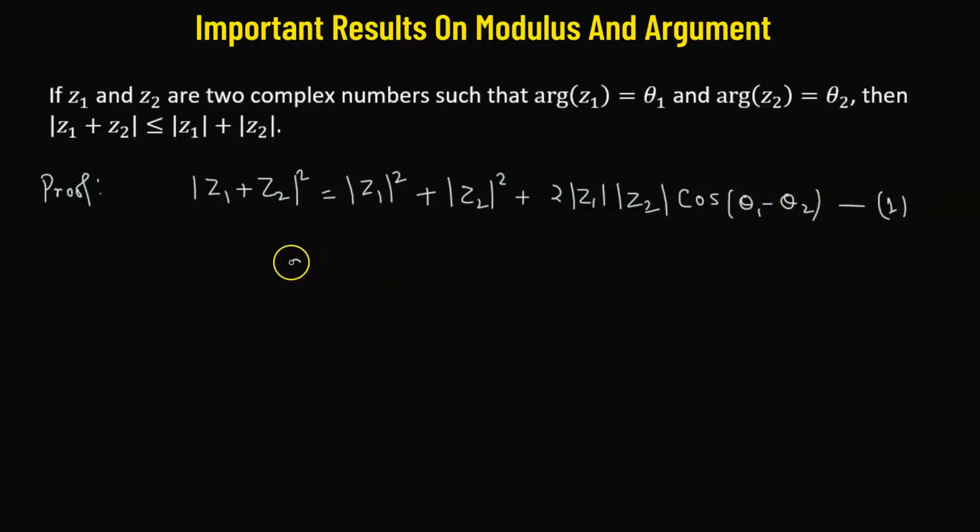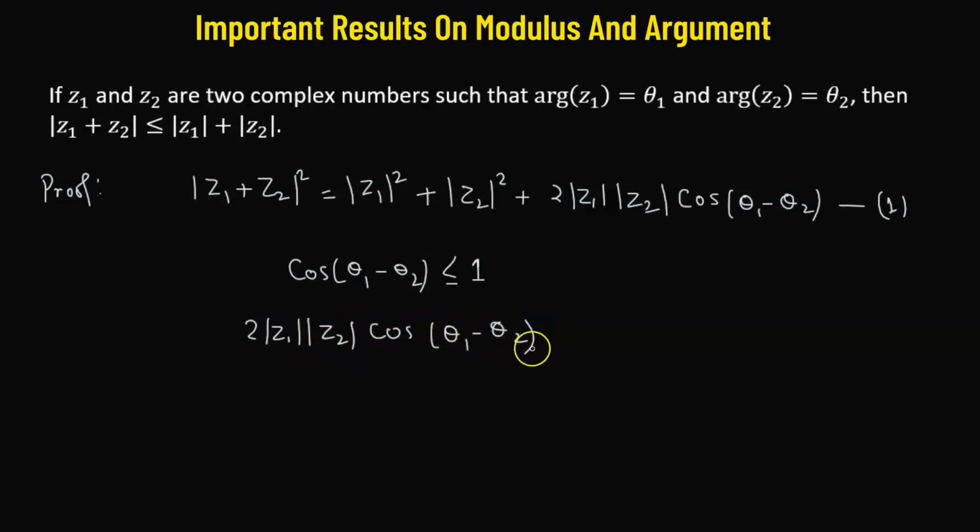Now we know that the cosine function is less than or equal to 1. That's the maximum value of a cosine function, positive 1. Now what we'll do, we're going to multiply both sides with 2 times absolute value of z1 multiplied to absolute value of z2. So this will become less than or equal to 2 times absolute value of z1 times absolute value of z2. Now since 2, absolute value of z1 and absolute value of z2 are all positive, the sign of the inequality does not get affected.